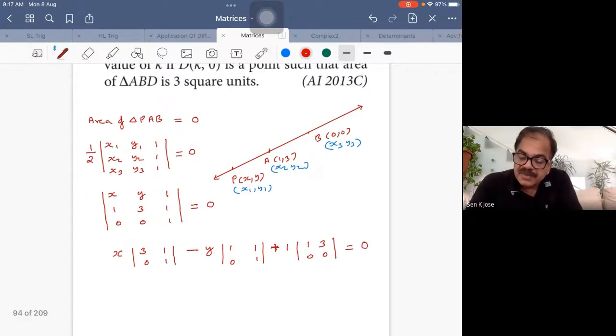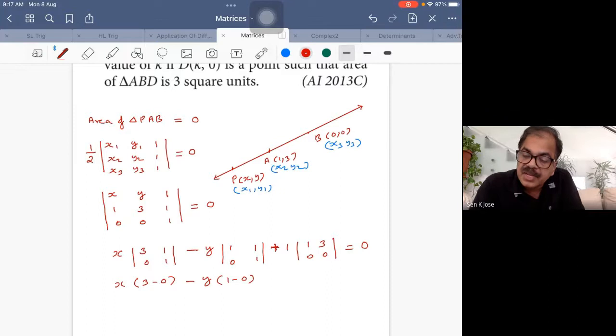Then we try to simplify this. So x into 3 minus 0 minus y into 1 minus 0. How did I do that again? So you cross multiply like that. 3 into 1. Diagonal elements you multiply, 3 into 1.